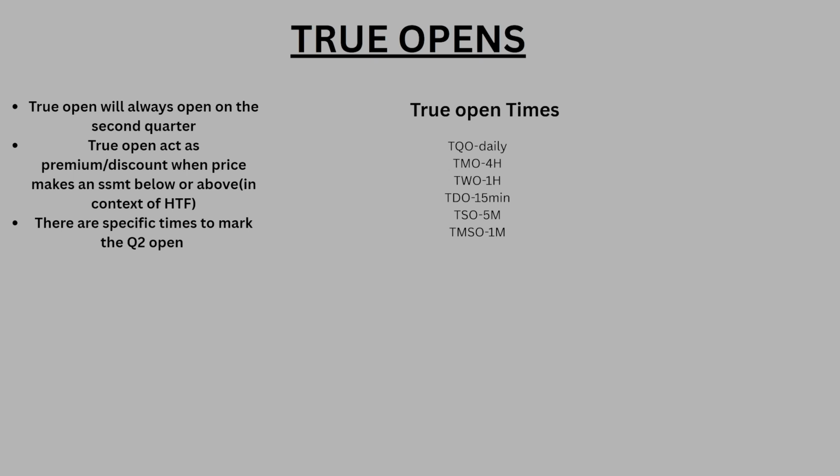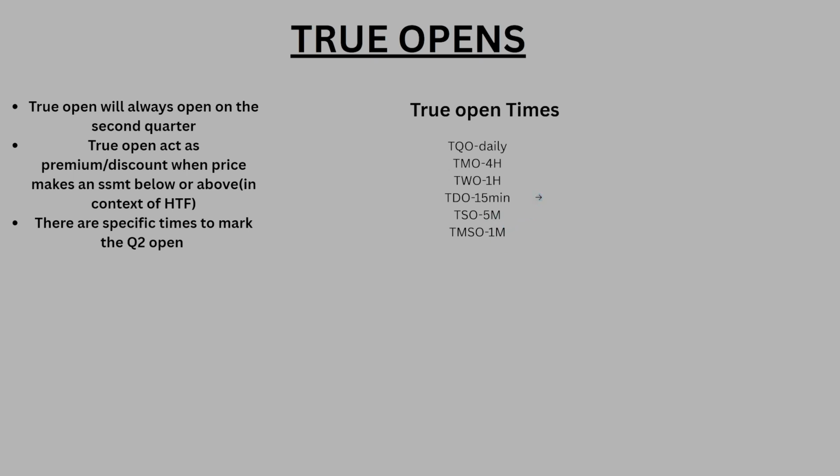And then more importantly, there are specific times to mark the Q2 open, which I would use these times over here for whatever time frame you're comfortable with using. If you're a scalper, swing trader, or day trader, you know where the true quarter open is, use a daily time frame. For the true month open use the 4 hour, for the true week use the 1 hour, for the true day use the 15, then for the true session use the 5 minute, and in the micro session you use the 1 minute.